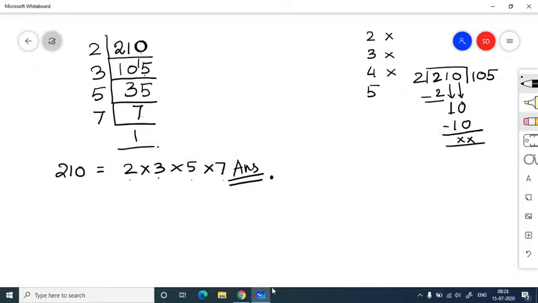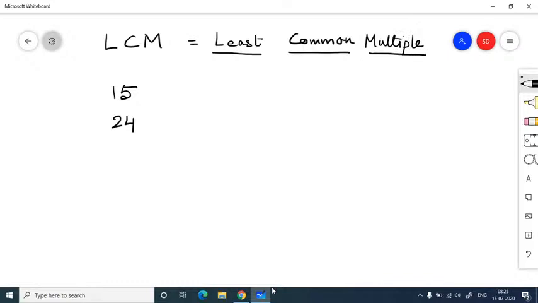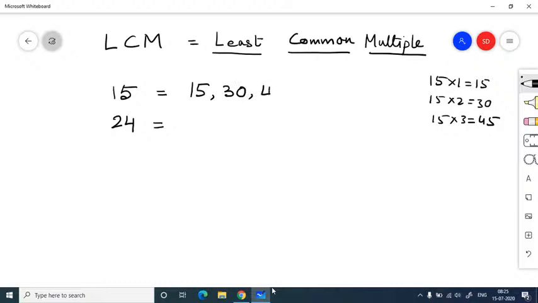Now let us do LCM, least common multiple. So let us see what are the multiples of 15. Multiples means 15 ones are 15. This is one multiple. Which is the next multiple? 30. Then 45. So in this way we have the multiples 15, 30, 45. The next one is 60. Then you have 75. Then you have 90 and so on.